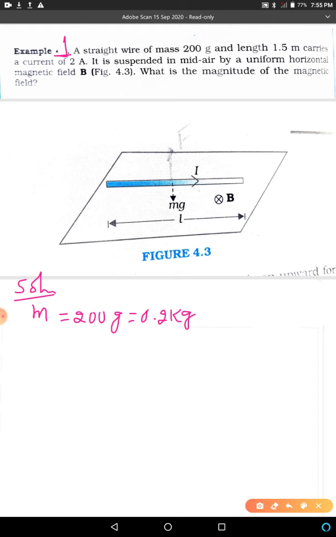Then what is given? He has given the length of the wire L. You can write here mass of the wire, length of the wire, but there is no need. Length of the wire is 1.5 meter. The SI unit for length is meter, so nothing to convert. And it is carrying a current I. So the current carried by the wire, straight current carrying wire. So what is the current?